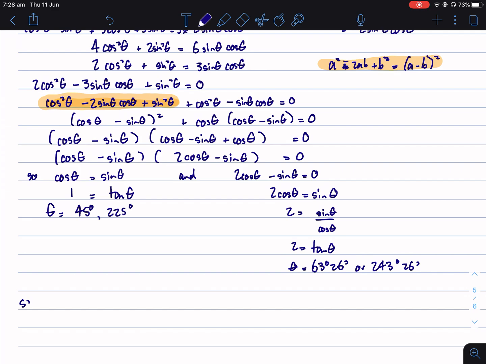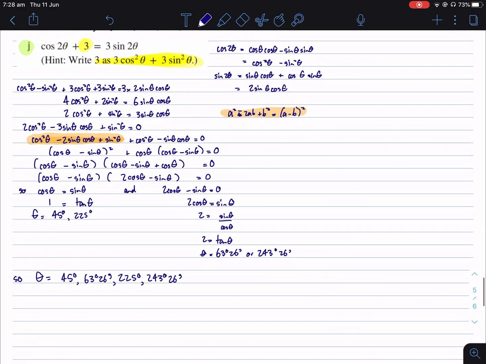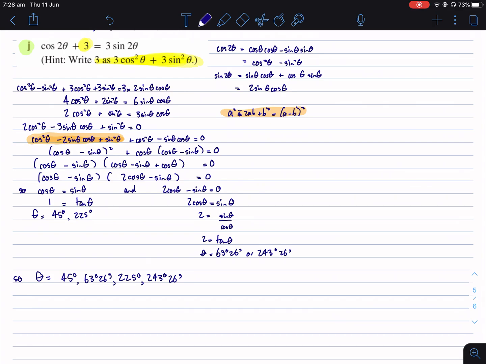Okay, so theta equals 45, 63 degrees, 26 minutes, 225 degrees, 243 degrees, 26 minutes. And that's it. And check out the worked solutions in the book because their way is much better than mine.